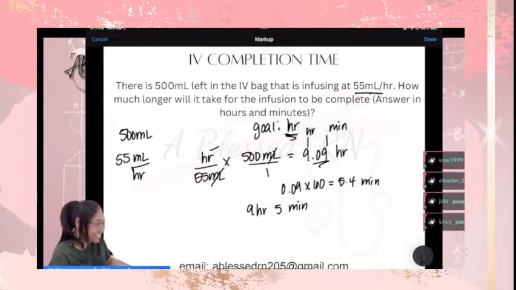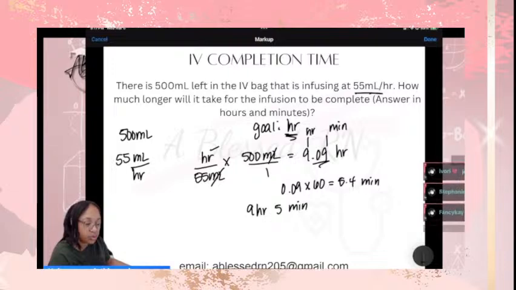We need to convert the decimal to minutes. Am I cross multiplying? No, I'm not cross multiplying. I'm multiplying across the top, multiplying across the bottom, and you divide the top by the bottom. The only time that you would cross multiply is when you set up a ratio and proportion problem.